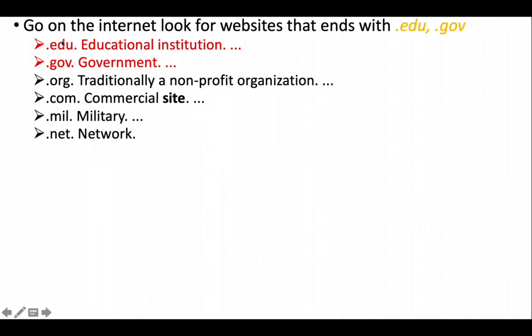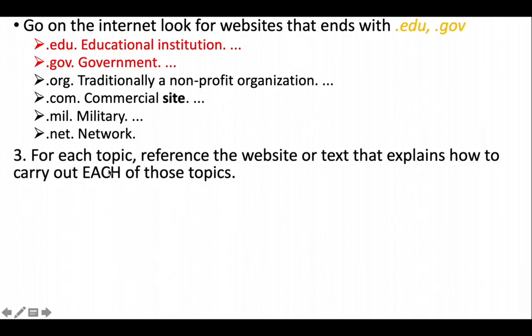That's why I want you to focus more on .edu websites, because if it's an educational institute, many times the information that you find there is based on research, and we want our teaching to be based on research. Next, for each topic, reference the website or the textbook or article, whatever, that explains how to teach or carry out each of those topics.